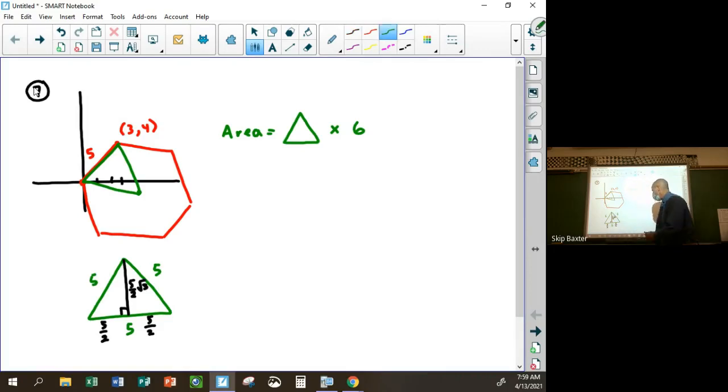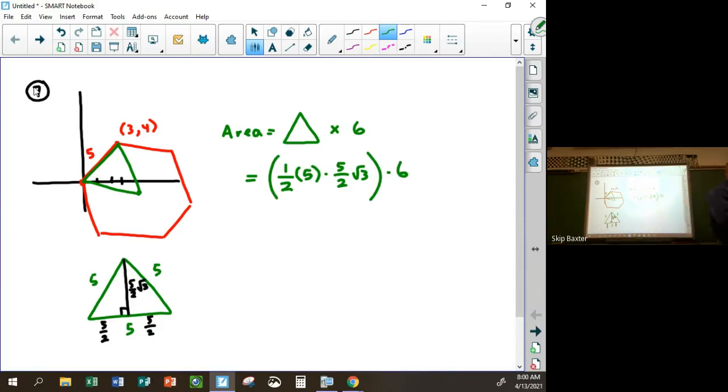So if we're trying to find the area of the entire hexagon, it's the area of one of these triangles, which is 1/2 base, which is 5, times 5 halves radical 3, that's the height of that triangle, times 6. They don't say in the problem to round anything, so they wouldn't expect you to round anything. And this is not multiple choice, so they want the answer as a radical.